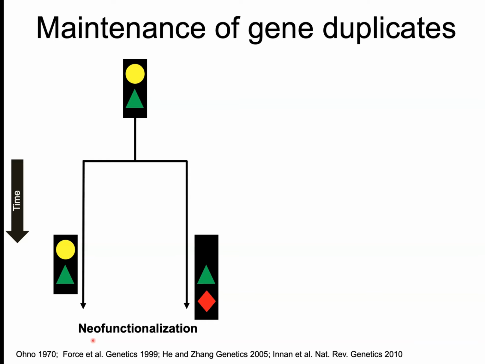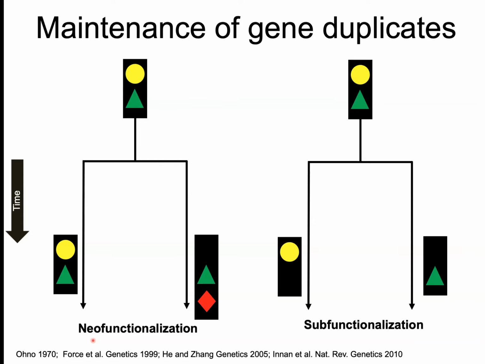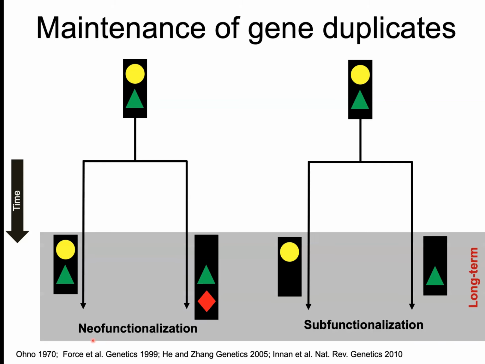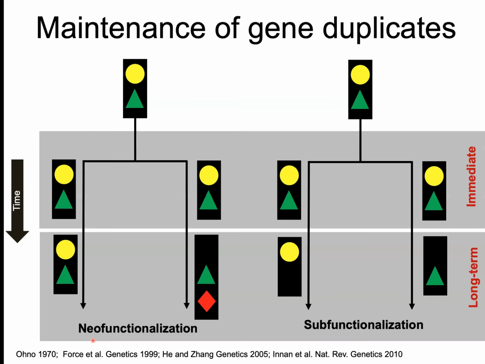The two models that are usually explored are, first, the gain of function by a paralog and the retention of ancestral functions by the other, a process called neo-functionalization. And the other model of retention is through the partition of ancestral functions by sub-functionalization. These two models explain the long-term maintenance of gene duplicates. However, what we are interested in this project is the short-term impact of the gene duplicates.